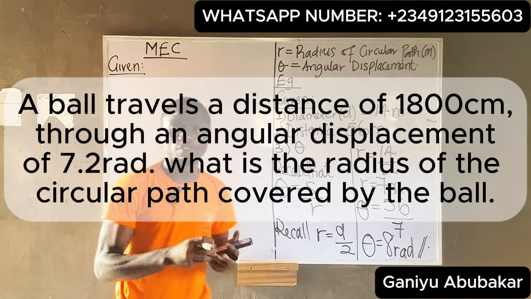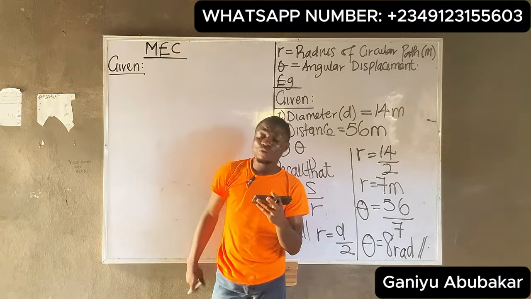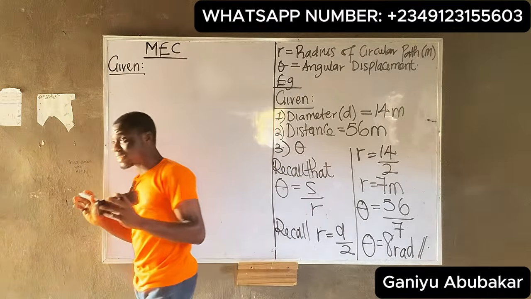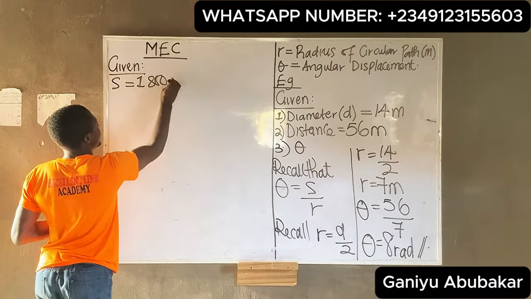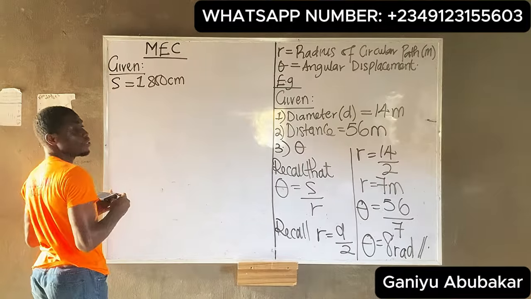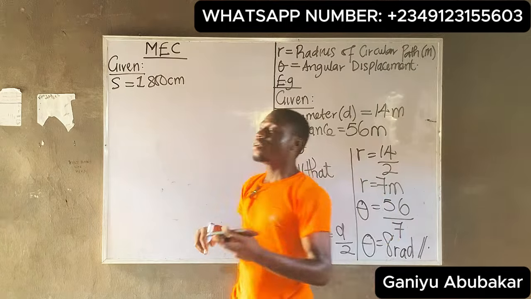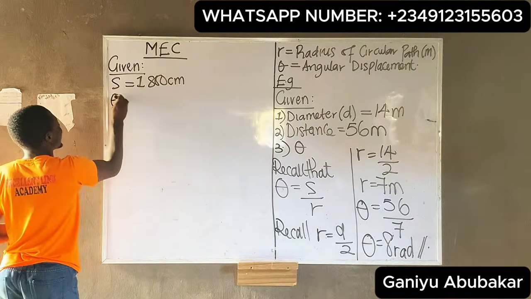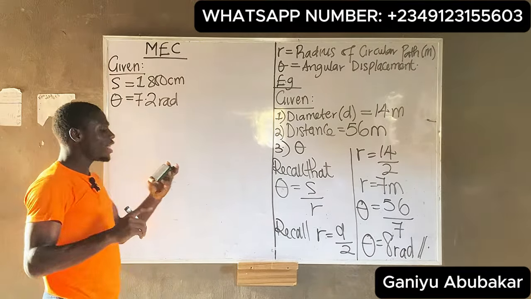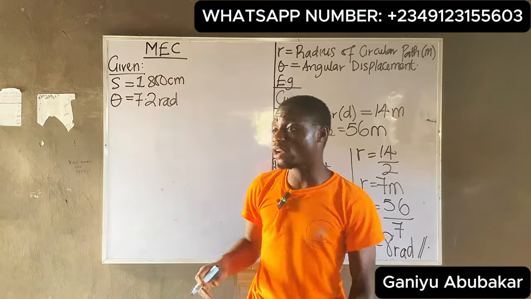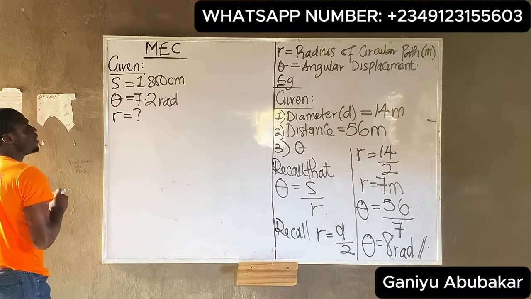Let's list out what we are given. It says a ball travels a distance of what? 1,800. That distance is S, so S is given as 1,800 cm. What next? Through an angular displacement of what? Theta is 7.2 rad. It says what is the radius, so we're looking at R. R is unknown. Please, this is simple.